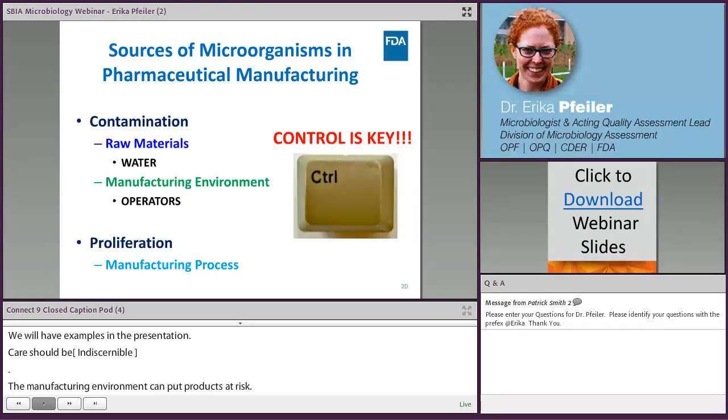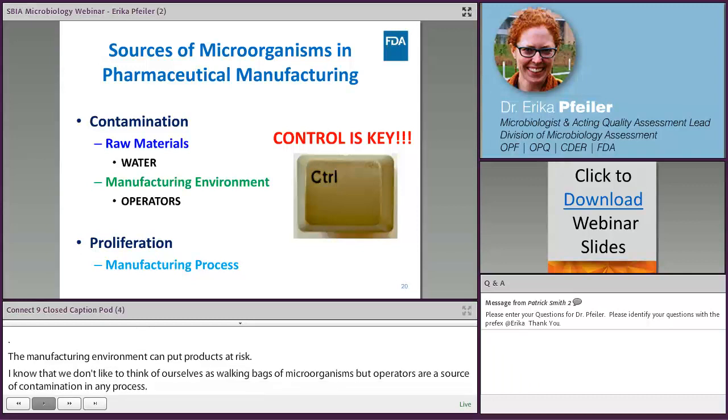Finally, the risk of proliferation is not absent in the manufacturing process. Lack of control of process holding times can allow for proliferation, which is then passed on to the finished product.